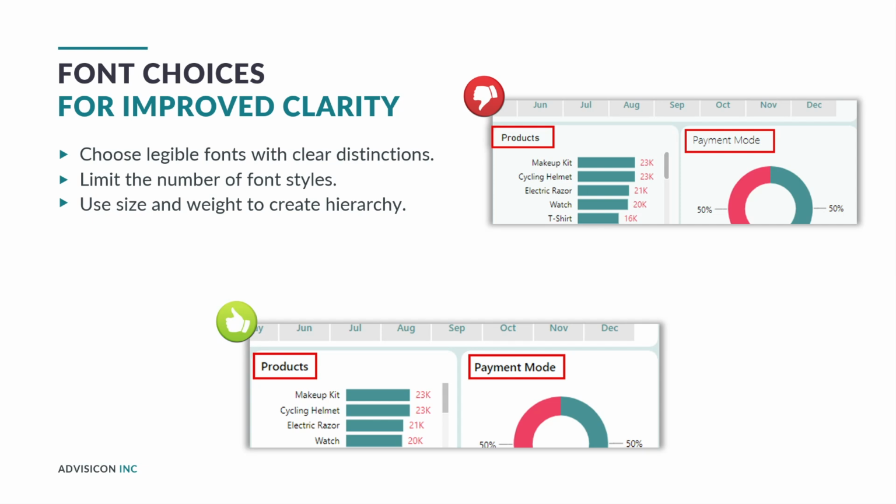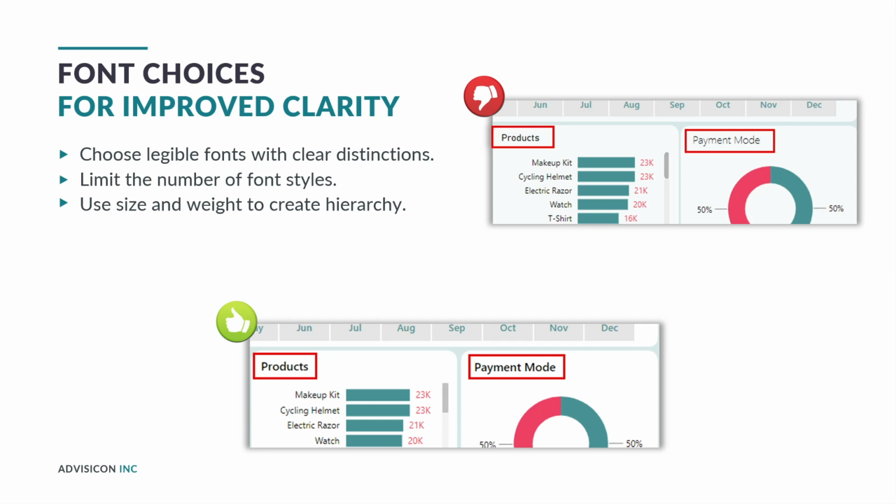Larger and bolder fonts can be used for headings and important metrics, while smaller and lighter fonts are suitable for secondary details and labels. For example, for key figures like total selling value or profit percent, use a larger and bolder font to draw and lighter font to maintain visual balance.